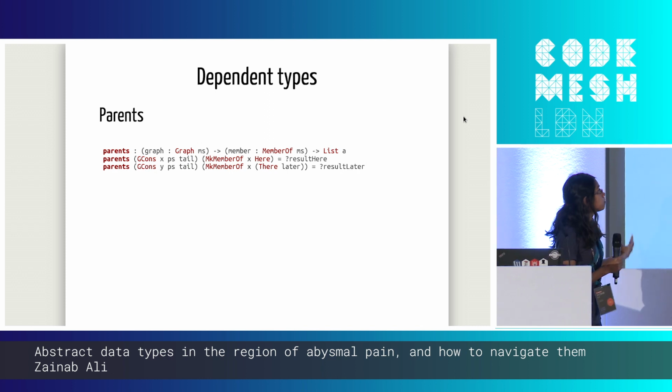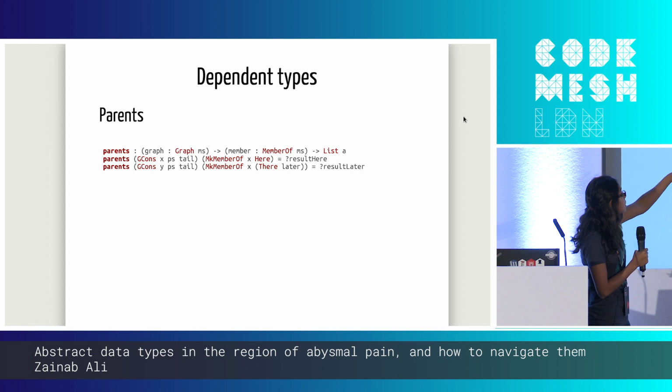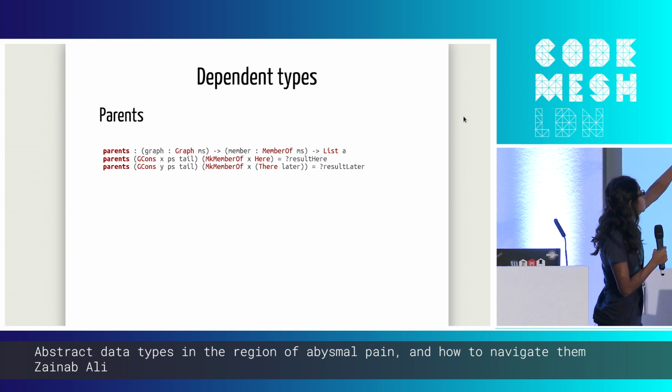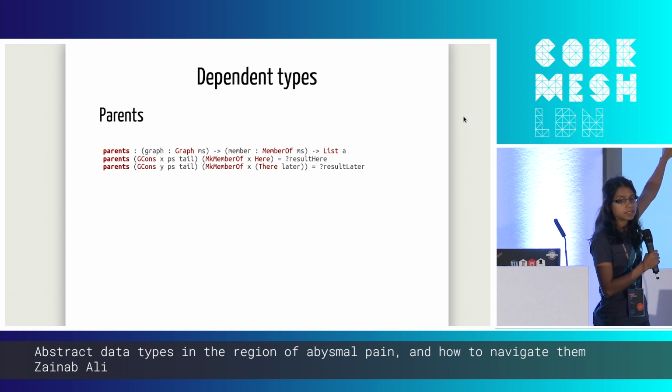What if it's later? Well, if I have a value which is later, I know that it can't be at the head. So I have a different constructor, gcons y. Similarly, I don't need to cater for the nil case.